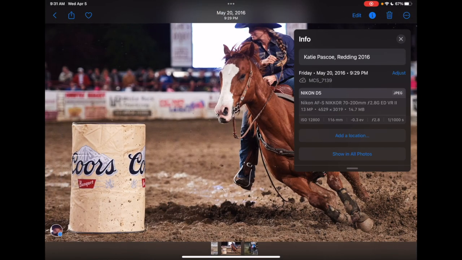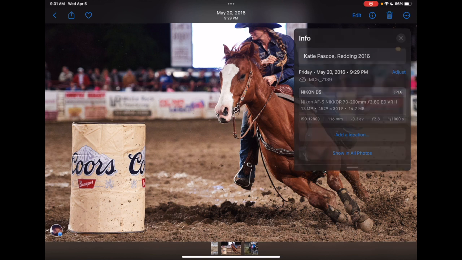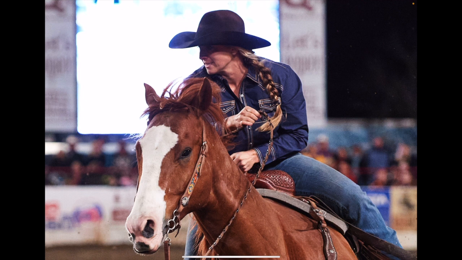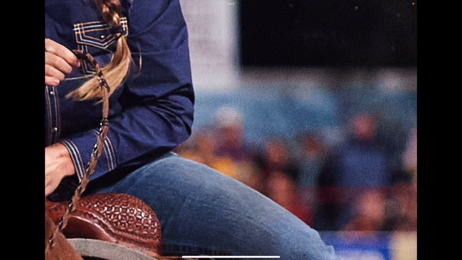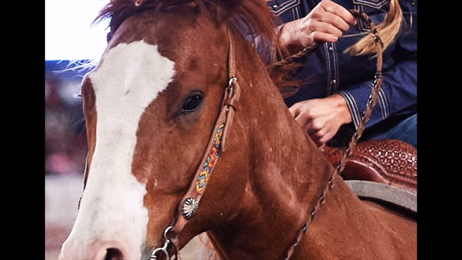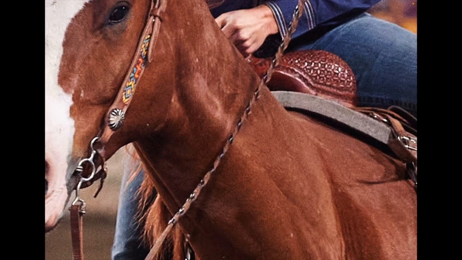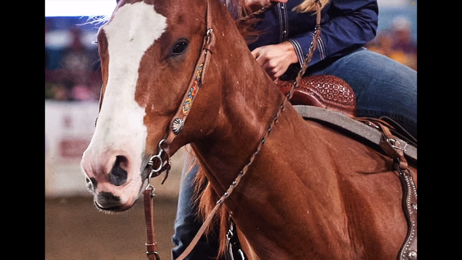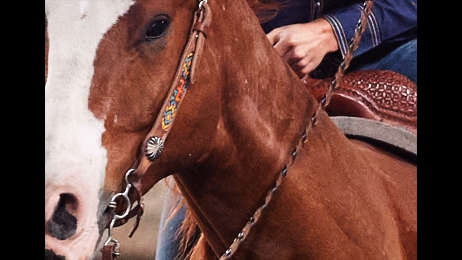Barrel racing, obviously, D5, 70 to 200, and I was at 1/2,800th of a second, which is the slowest that I want to be at for freezing action. And then the ISO is pretty high, 12,800, but I don't know. There's noise, you can see it when you really zoom in like that, but this noise isn't really robbing me of the detail. You can still see the embossing on the saddle, and you can still see the grain of the horse and the embroidery on the bridle here.